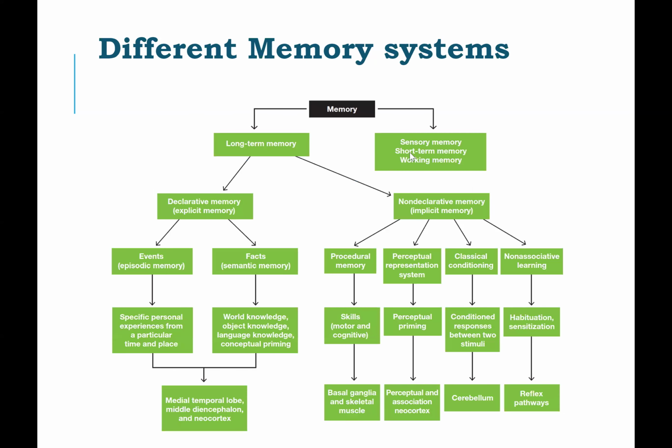All right, so that was short-term working memory. On the other side, we have long-term memory. And the main division in long-term memory is declarative memory and non-declarative memory. Non-declarative memory would be the implicit stuff, and declarative one would be the explicit stuff.